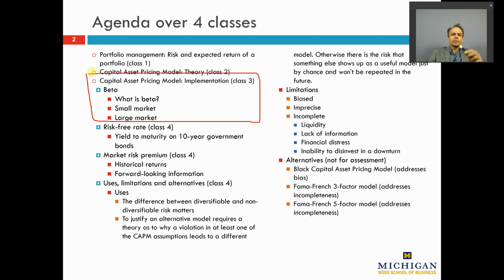We're going to talk about what is beta and then do a specific application in which we define a small market and a large market of more stocks. In a subsequent series of videos, we're going to talk about other parameter inputs, namely the risk-free rate and the market risk premium, as well as limitations of the capital asset pricing model.